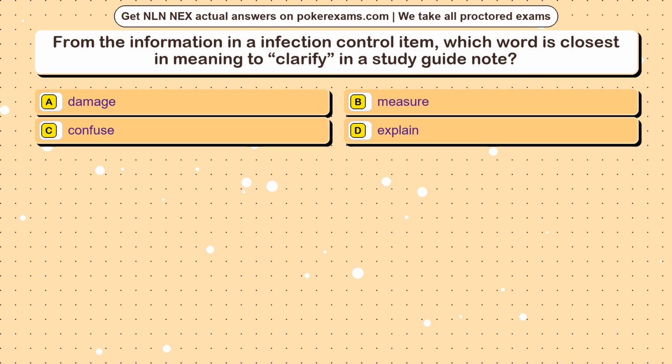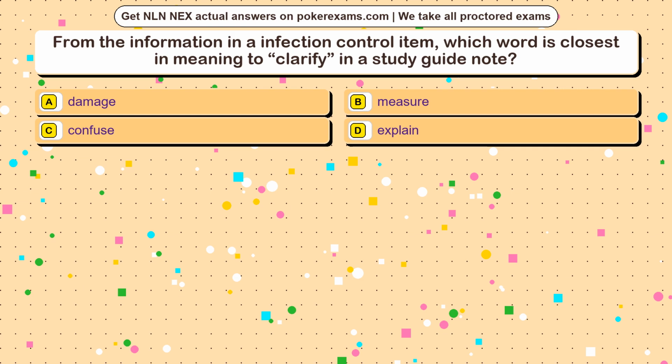Question 22. From the information in an infection control item, which word is closest in meaning to clarify in a study guide note? Option A, damage. Option B, measure. Option C, confuse. Option D, explain.